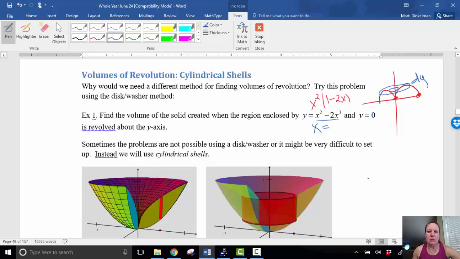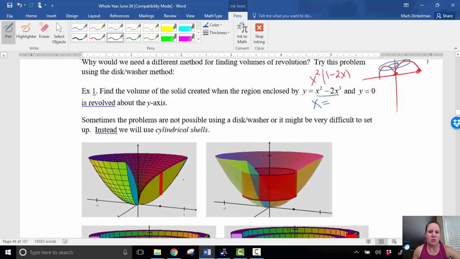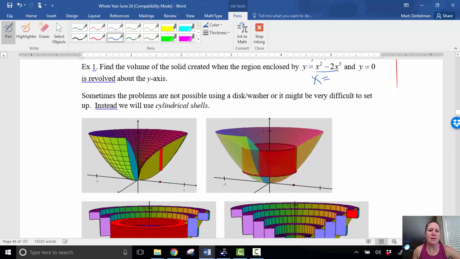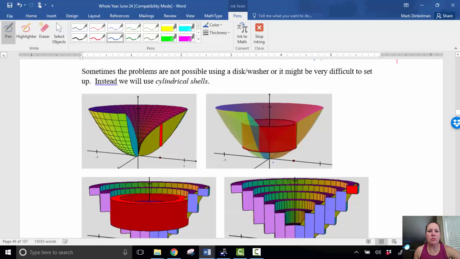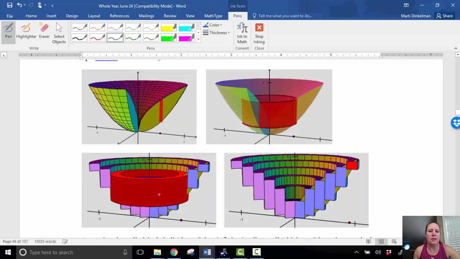And I have some pictures here. This picture is back to the functions we were talking about in the last section, the square root of x and x squared, just rotated around the y this time. We're going to take that little strip and rotate it around, and you can see those cylindrical shells in this picture and here. What we would really want is an infinite amount of them. So I have both pictures there.